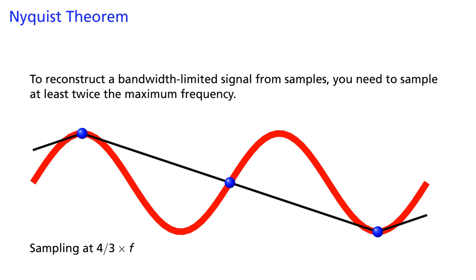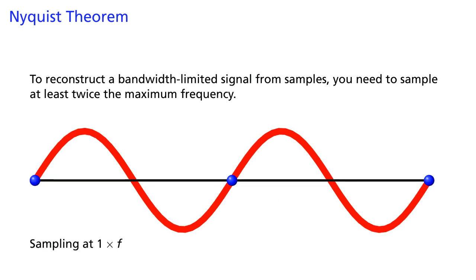Here we are sampling at just slightly above the frequency, so this is 4/3, and if you look at the straight lines here, they actually look like a much lower frequency, not what we actually have. And even more, here we are sampling at exactly the frequency itself, and we've managed to sample in such a way that we are hearing silence. This we do not want.